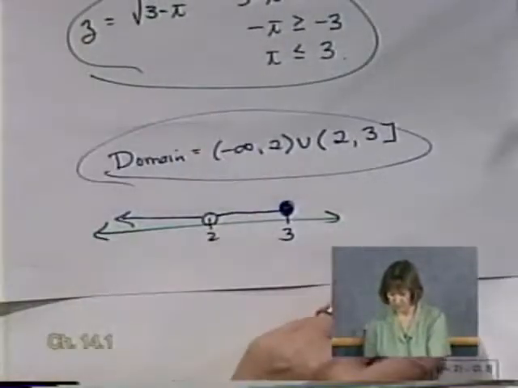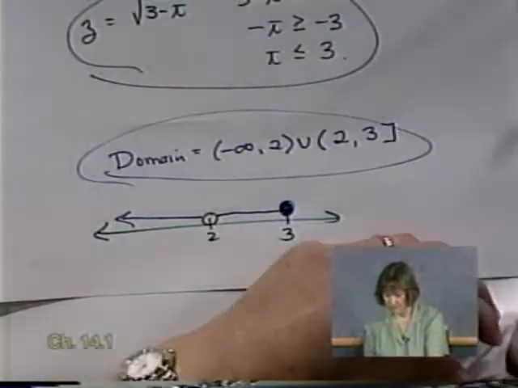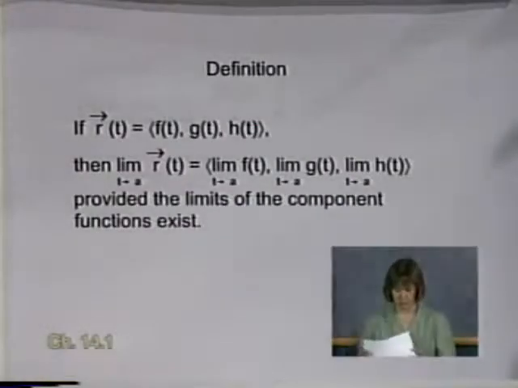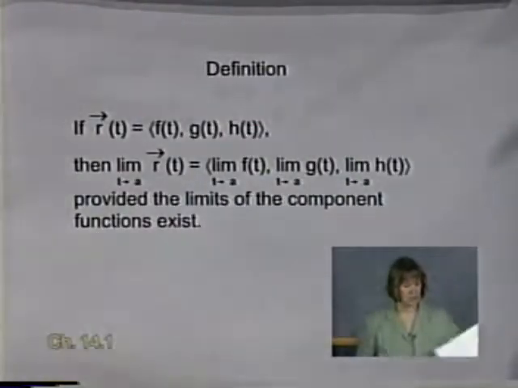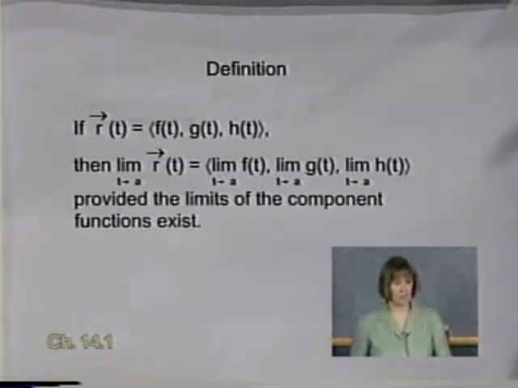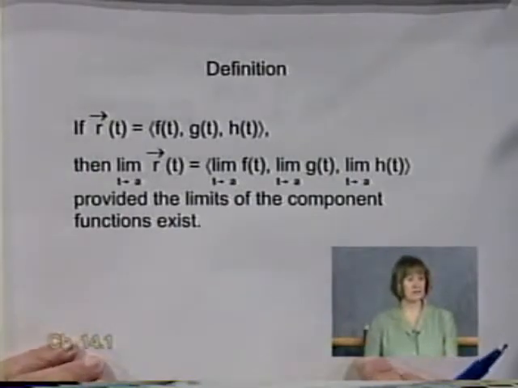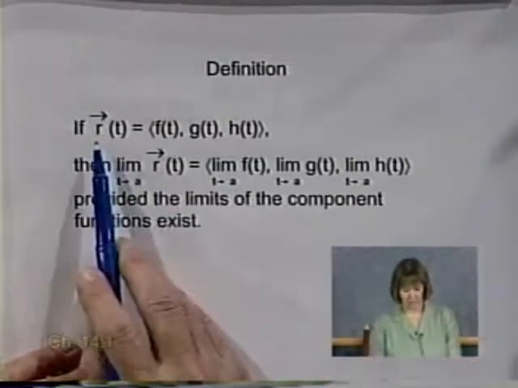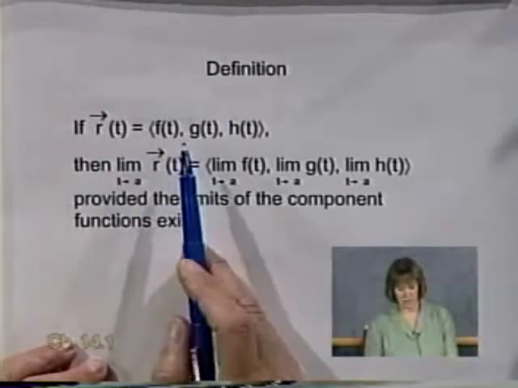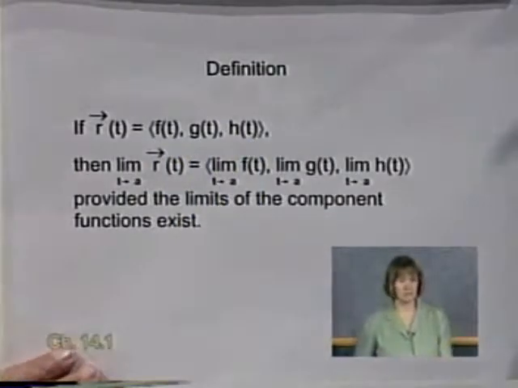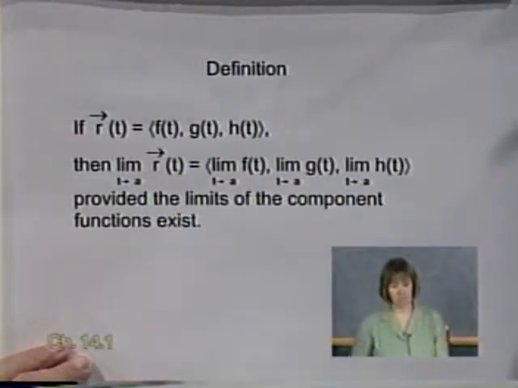Okay, let's look at another one. Next one that we want to look at, oh, nope, we want to look at a definition. Just like you did limits back in Calc 1, we can do limits in Calc 3. In Calc 3, the definition is very simple. If you have a vector valued function r of t whose x, y, and z components are f of t, g of t, and h of t, the definition is so simple.